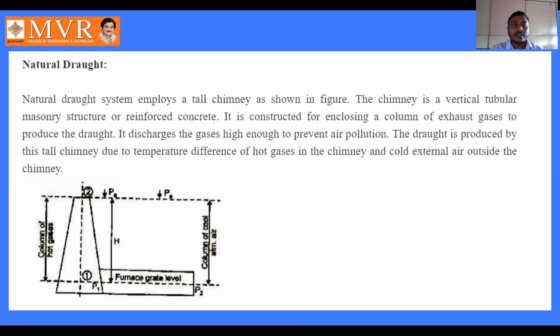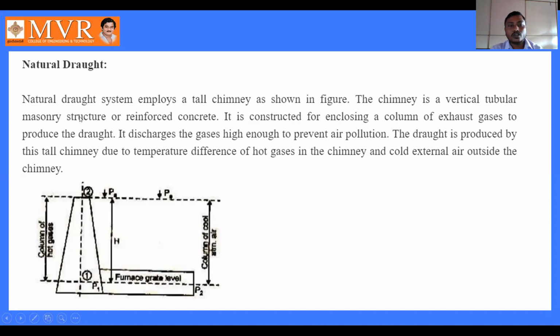Coming to the natural draft, we can observe here how the chimney, the furnace grate level, and the column of coal at the atmospheric air, the column of hot gases after burning of the fuel. What are the hot gases produced here? We can observe in the diagram itself. The natural draft system employs a tall chimney as shown here.